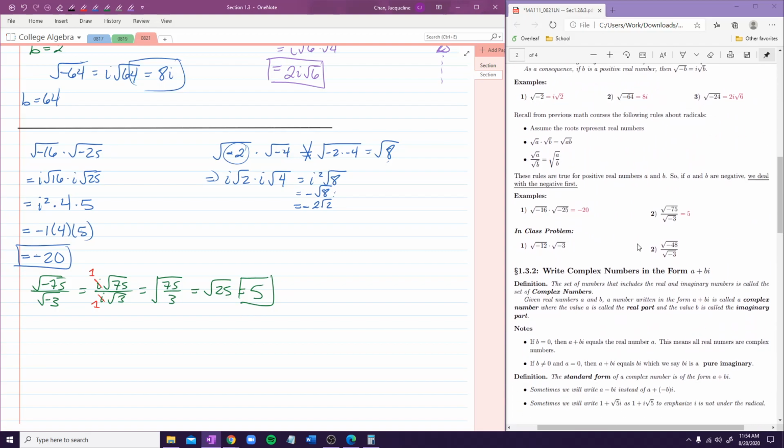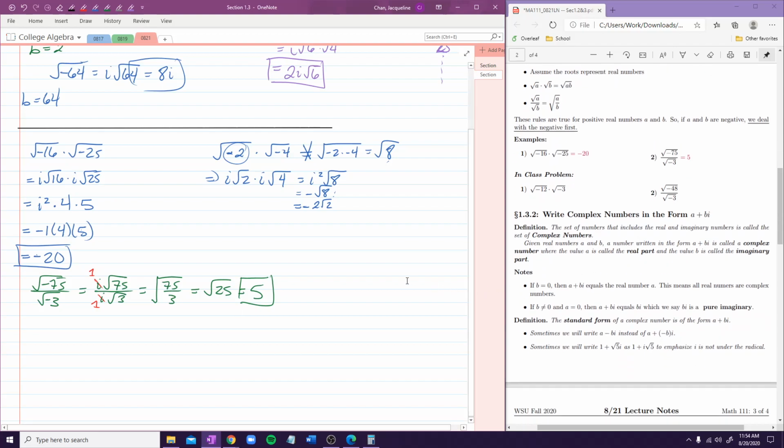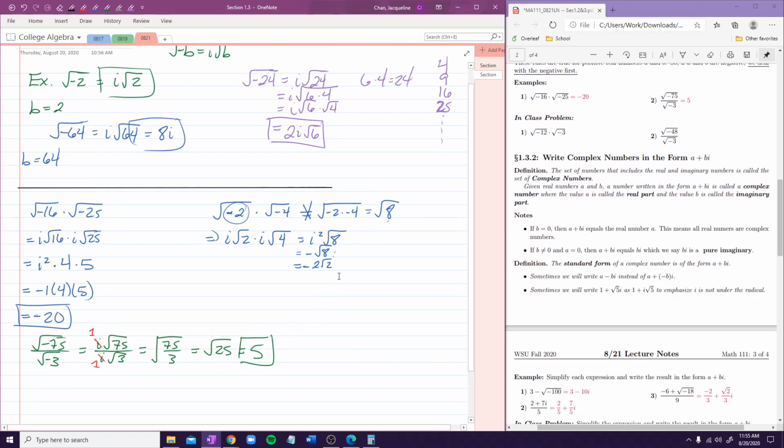Right, so now that we know about imaginary numbers, let's talk about complex numbers. Complex numbers are written in the form a plus bi. So what's the definition? The definition is it is the set of numbers that includes the real and imaginary numbers, and that is called the set of complex numbers. So given real numbers a and b, a number written in the form a plus bi is called a complex number, where the value a is called the real part and the value b is called the imaginary part. Right? So, like for example, 8 is the imaginary part.